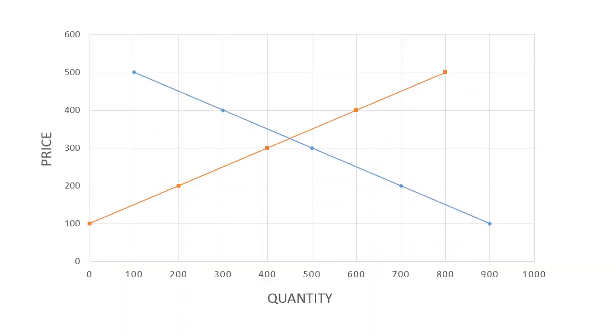Okay, from the information given in the table, you have to sketch the demand and supply curves into one graph, and this is actually your graph. Okay, this is your supply curve, and this is your demand curve.